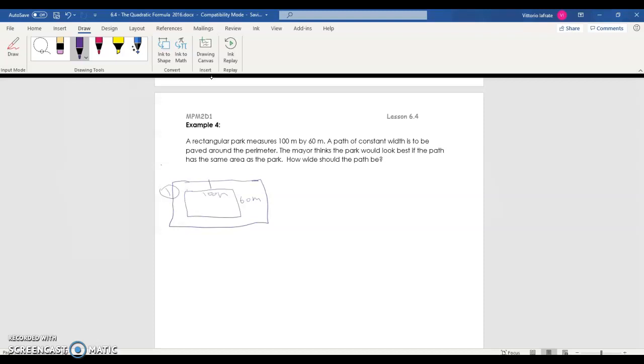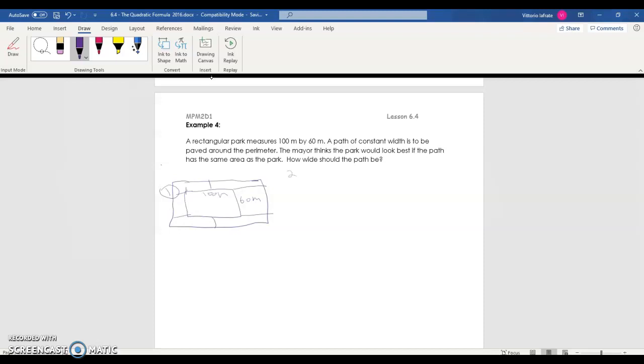So this would be the same as this, would be the same as this, would be the same as this, would be the same as this. And again, my drawing is just a little bit sloppy there, but it should be the same width all the way around. And so what we want to do is make sure that this whole area of the pavement is the same area as the park itself. And so there's a couple things that we know.